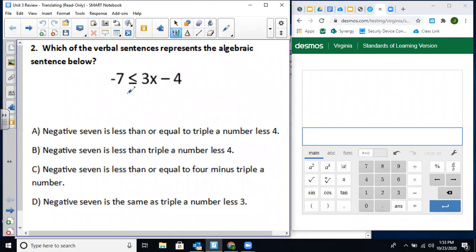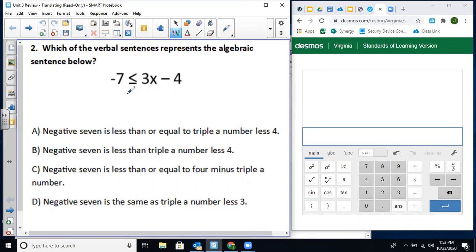All right, guys. Today we are going to be talking about translating and word problems. All of this is in preparation for a Unit 3 test or for your Unit 3 retest as part of your remediation. So let's get started. First, let's look at this first question.